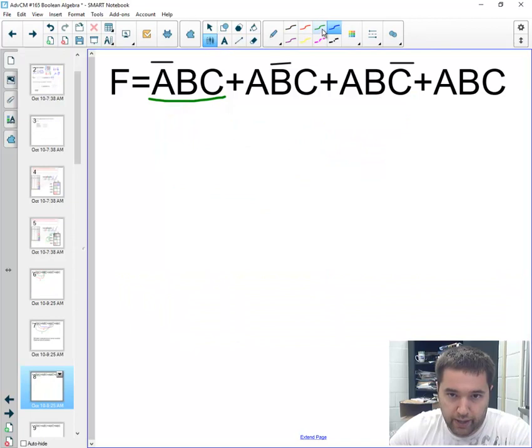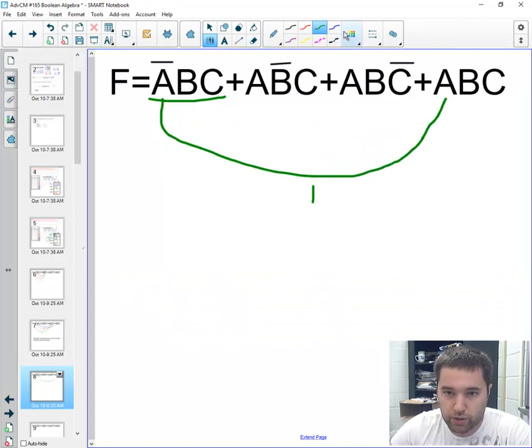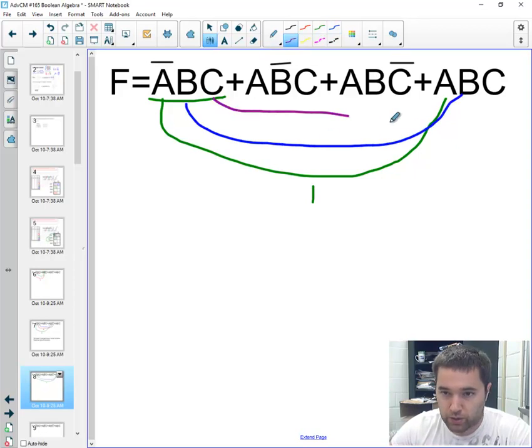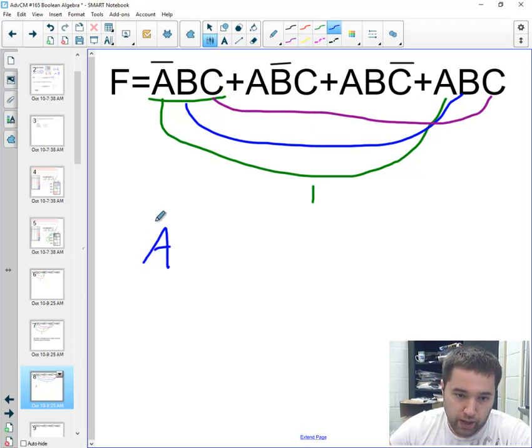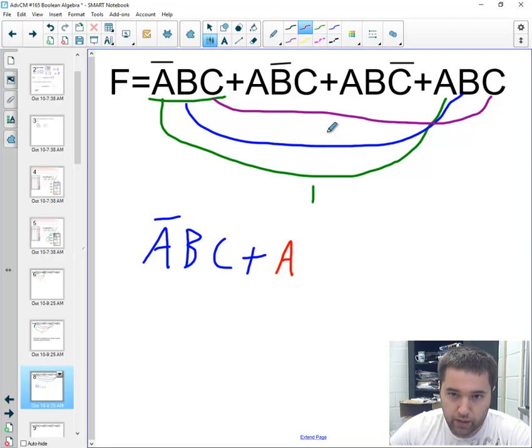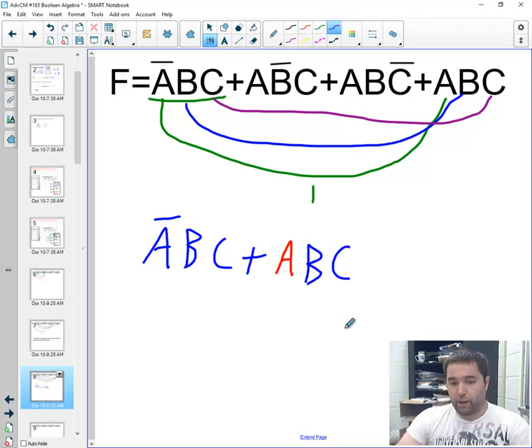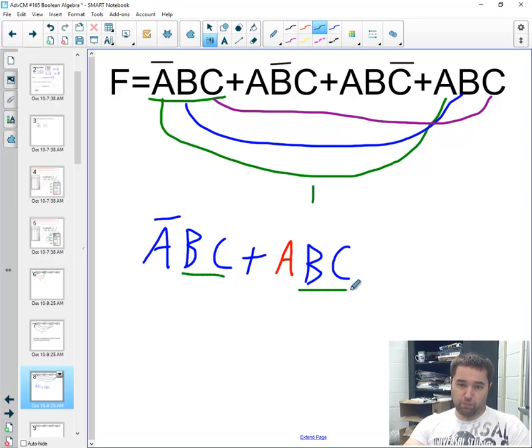So we're looking at not A, B, C. Does not A go to A? 1 change. Does B go to B? 0 changes. Does C go to C? 0 changes. So now what we're looking at is not A, B, C, and A, B, C. Why did I make the A red? The reason why I made the A red is it's different from the first term. What's the same between the 2 terms? We have BC, we have BC.